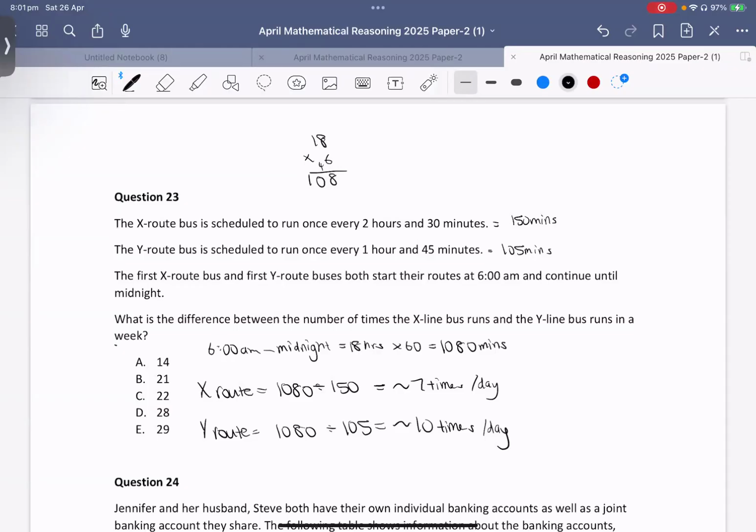And we're asking for the difference in how much these buses run within a week. So if it's 7 times a day, that's going to be 49 times per week. This will be 70 times per week. And the difference between these two would be that Y runs 21 more times than X does. So that's the difference there.